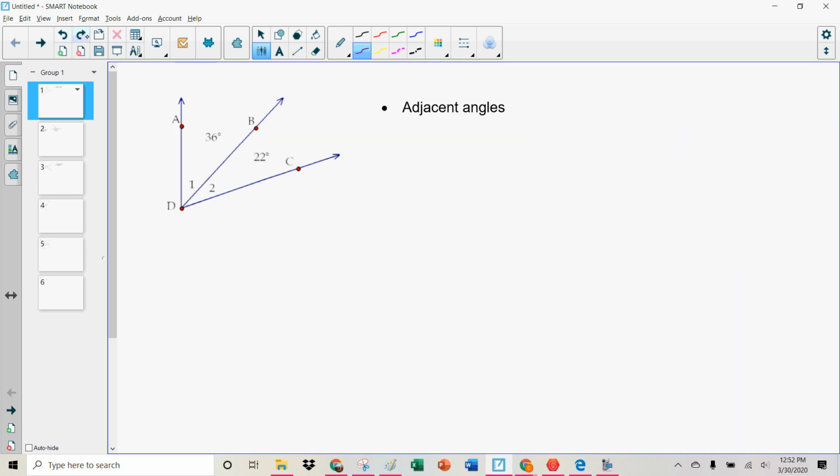Another thing about angles is how we name them. I can name the angles based on the little numbers that are inside of the angles. So I could say angle 1 or angle 2. That's probably the easiest way to name these angles. But I could also use letters. For example, I could say angle D, because D is the vertex of the angle.